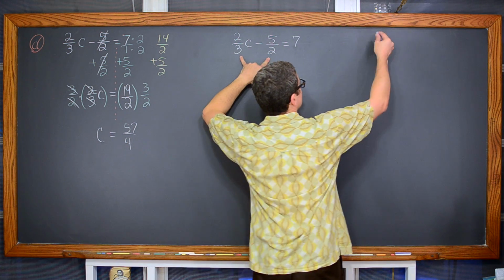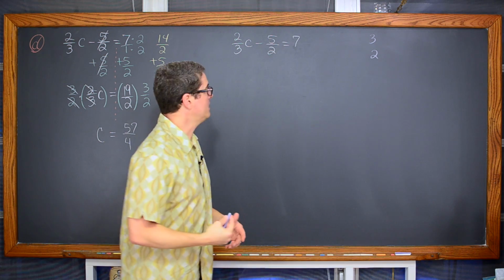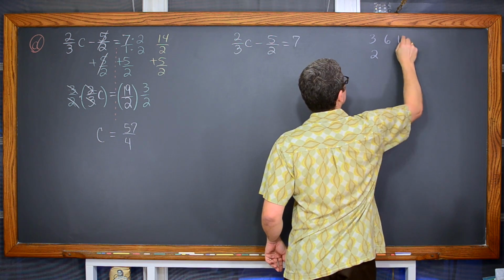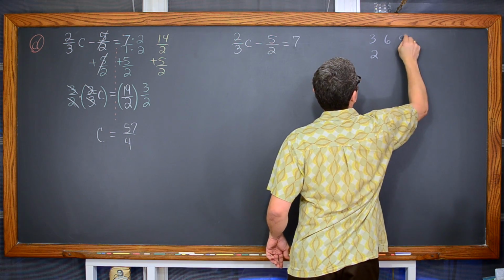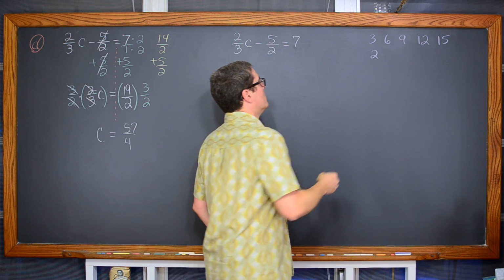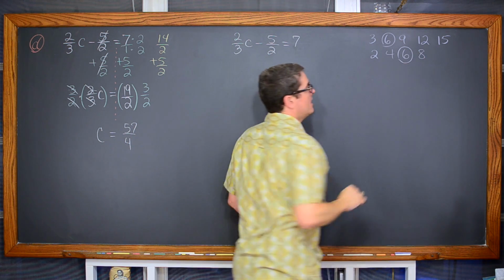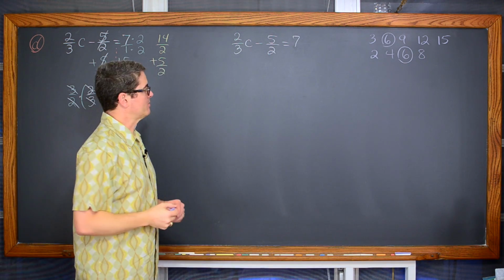So our denominators are 3 and 2. The multiples of 3 are 3, 6, 9, 12, 15. Our multiples of 2 are 2, 4, 6, 8. And there we have an LCM, a lowest common multiple.